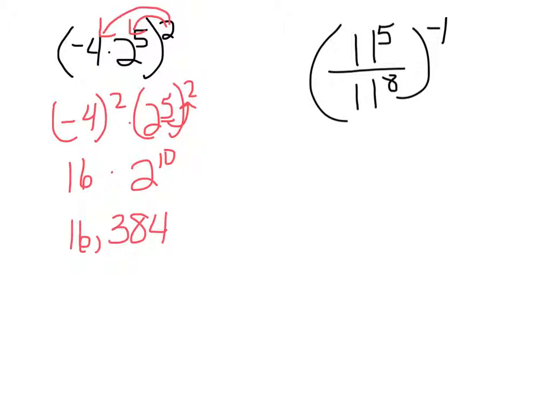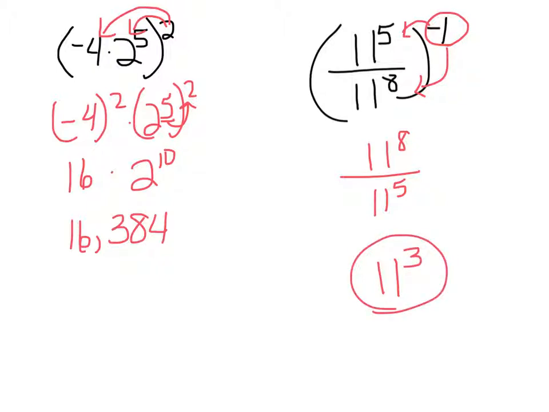Our second example, 11 to the 5th over 11 to the 8th, raised to the negative 1. This negative applies to the numerator as well as to the denominator. So it would send the 11 to the 5th to the denominator and 11 to the 8th to the numerator. They would just switch spots. Now it has the same base, which is 11, and then you would subtract your exponents. 8 minus 5 is 3, and that would be your final answer.